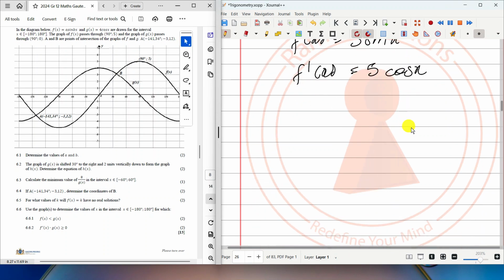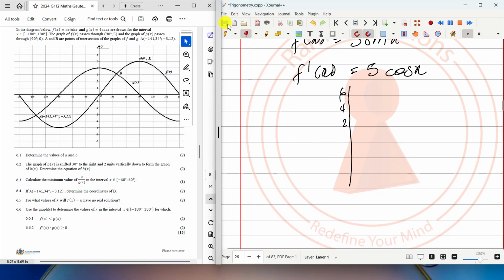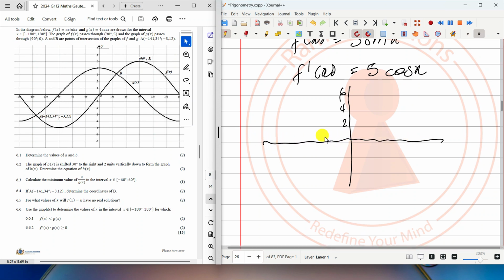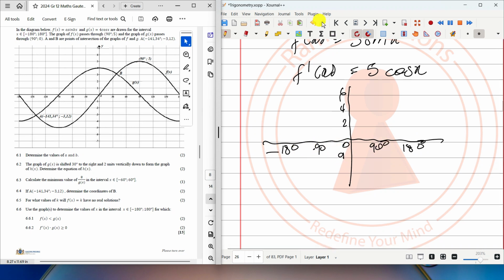Okay, now I want to plot it. So to show you, I want to plot it. So let's say we have 180. I'm gonna say 90, and then I'm gonna leave it. Okay, 2, 4, 6, much better. And then it's gonna be 90, 180. You are 0. You are 2. You are 4. You are 6.